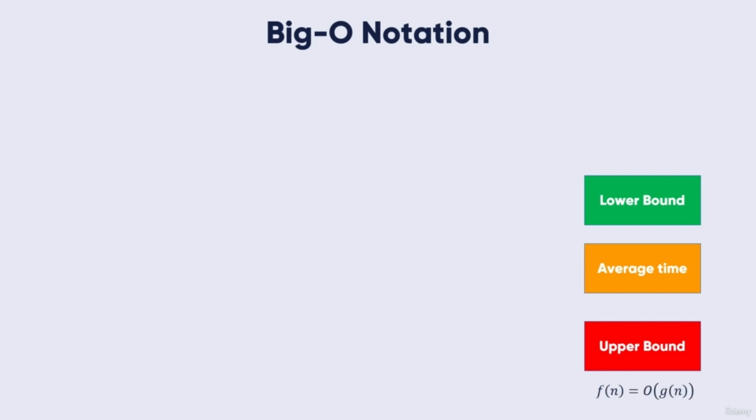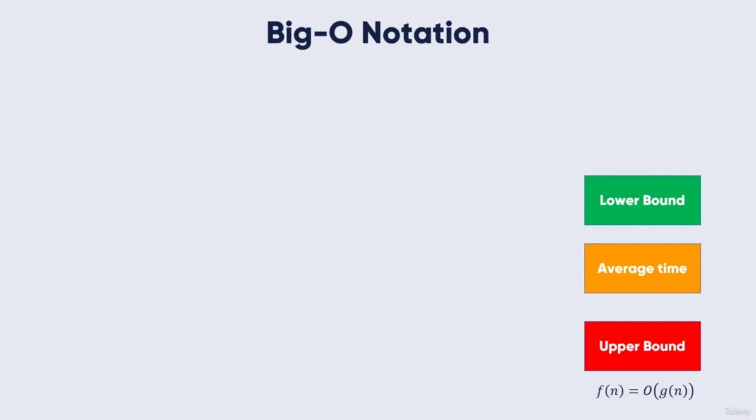The letter O is used because the growth rate of a function is also referred to as the order of a function. So O is the order of a function. Okay? Now, a description of a function in terms of Big O notation usually only provides an upper bound on the growth rate of the function.